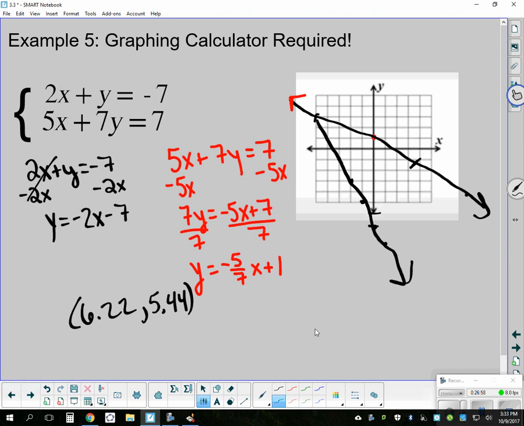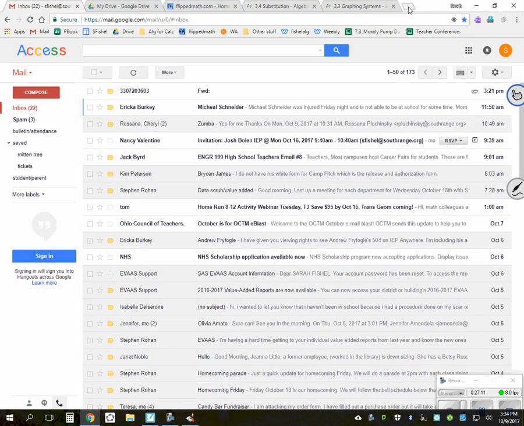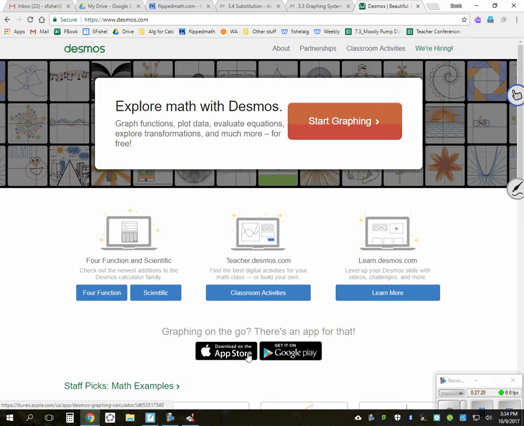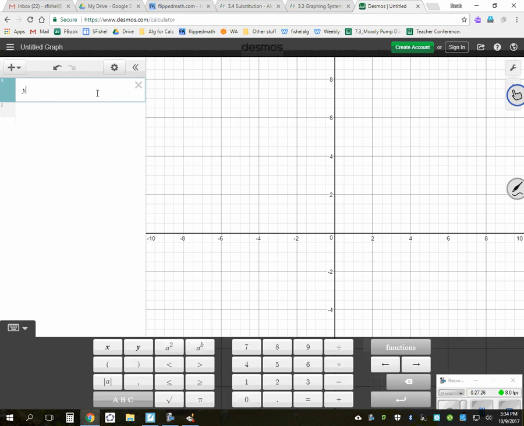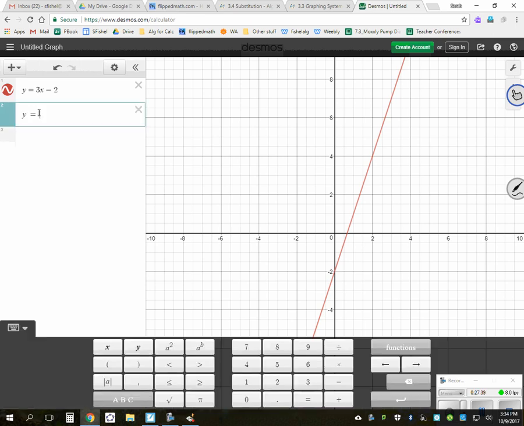If you do not have a graphing calculator at home and you are working on this at home, use the website www.desmos.com. It is a graphing calculator website. I'll show you what it looks like real quick. Just click Start Graphing, and when it loads, you can just type your equations right in here. So maybe we're graphing y equals 3x minus 2. There it is. Okay, I don't know how to go about getting the exact point of intersection. Feel free to explore that if you want to.